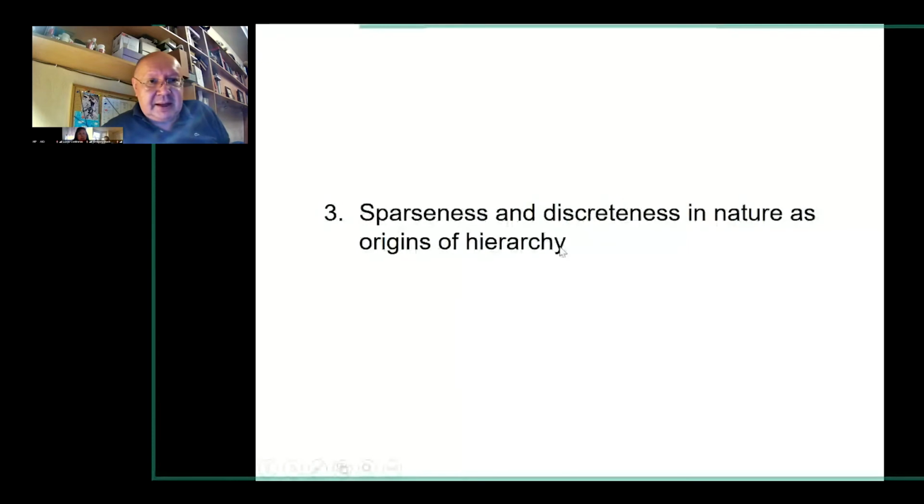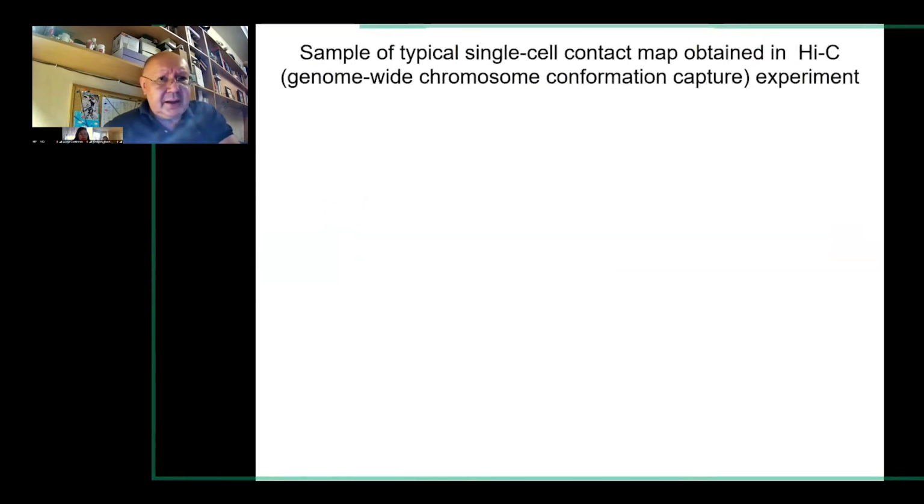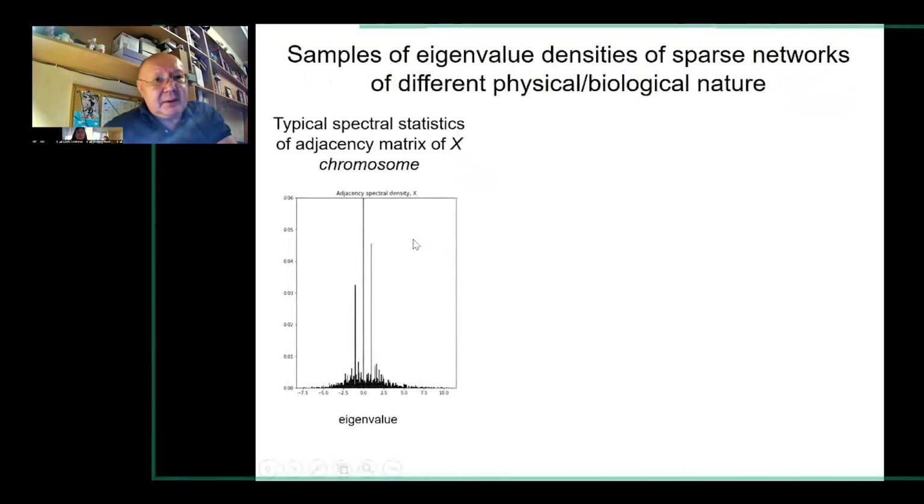Okay, so I have run out of time, but let me just briefly, if you allow me, I will definitely not touch the last subject, but just let me tell you about a few things concerning sparseness and discreteness in nature, because this is related to another interesting topic of number theory in nature related to hyperbolic geometry. In many papers devoted to investigation of spectral properties of networks, of sparse networks, you can see pictures like that.